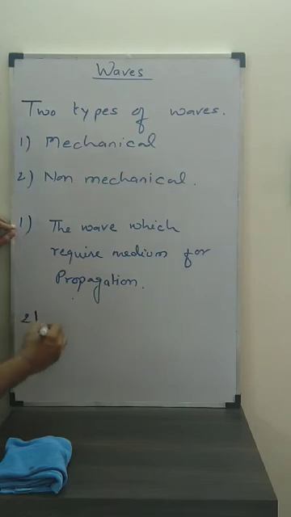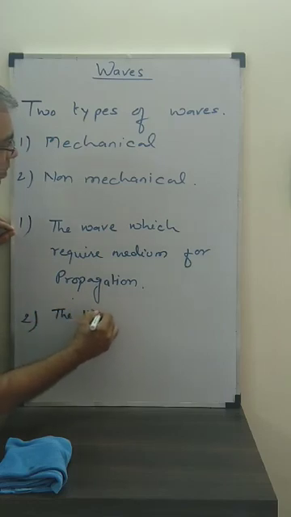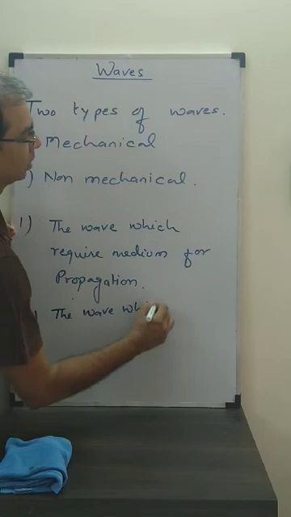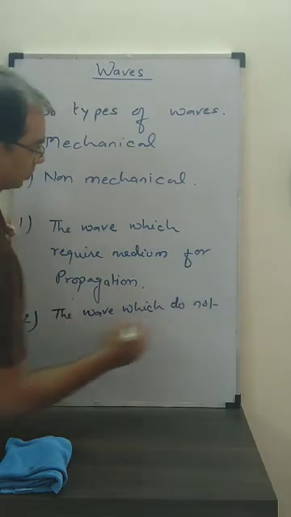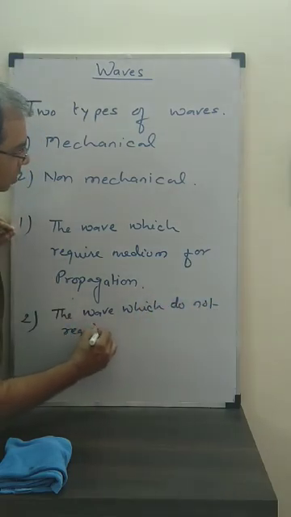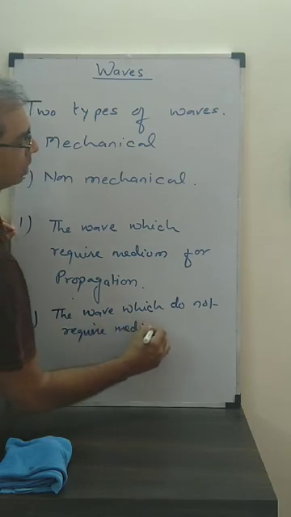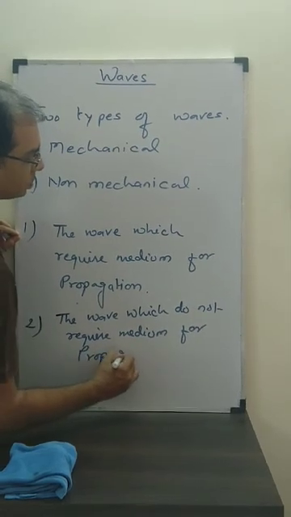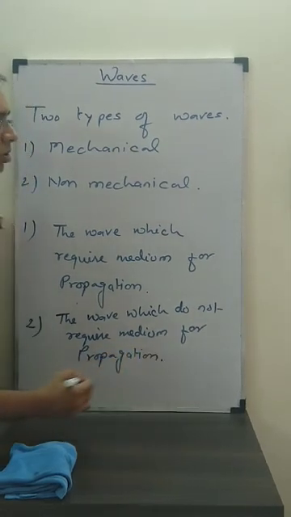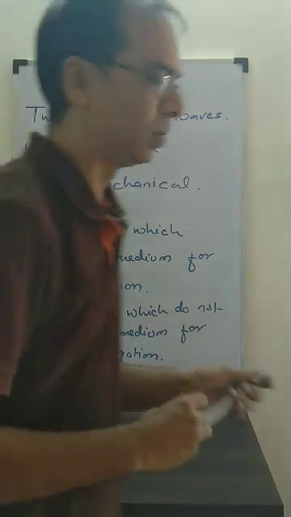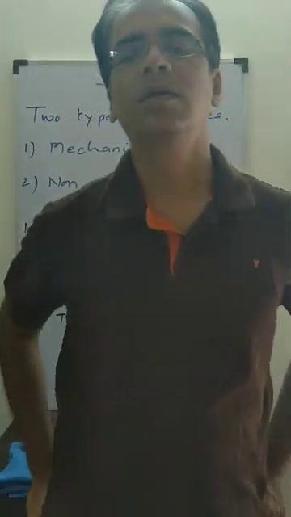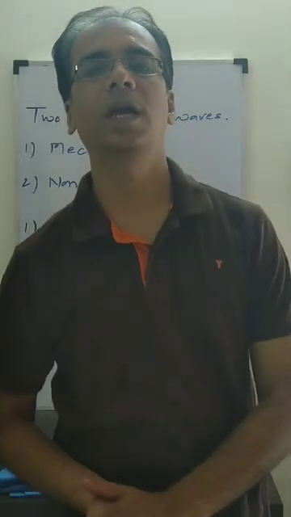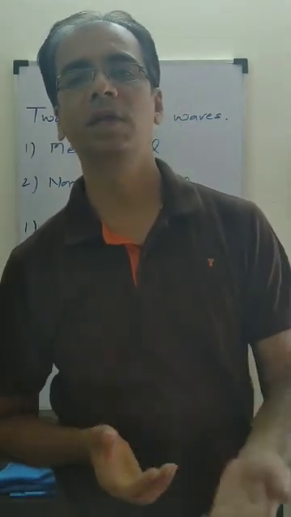Second, non-mechanical: a wave which does not require a medium for propagation. Okay, so these are the classifications of a wave, mechanical and non-mechanical. Mechanical means the wave which requires a medium for propagation. Non-mechanical means the wave which does not require a medium for propagation.